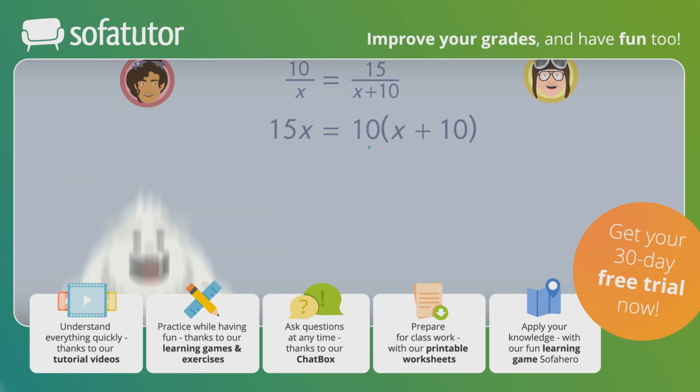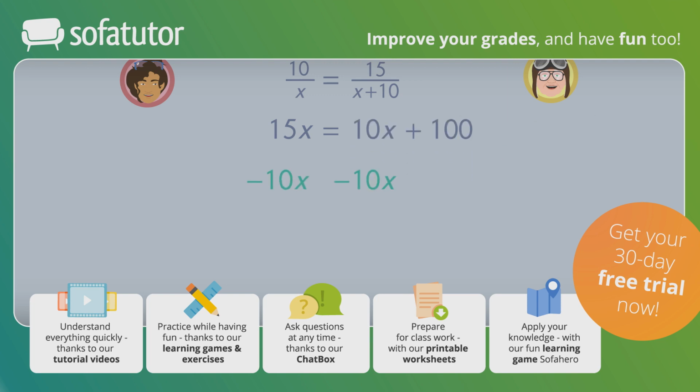Distribute the 10, giving us 10x plus 100. Subtract 10x from both sides of the equation. And finally, divide both sides by 5 to give us our answer.